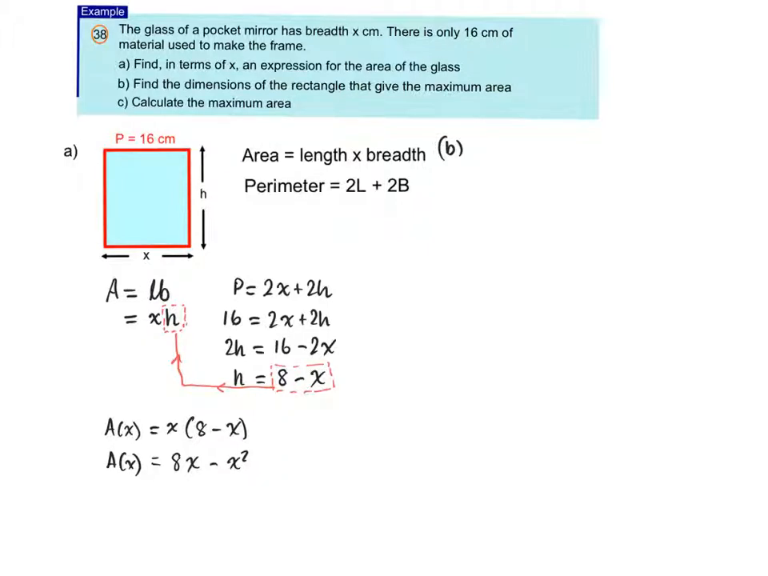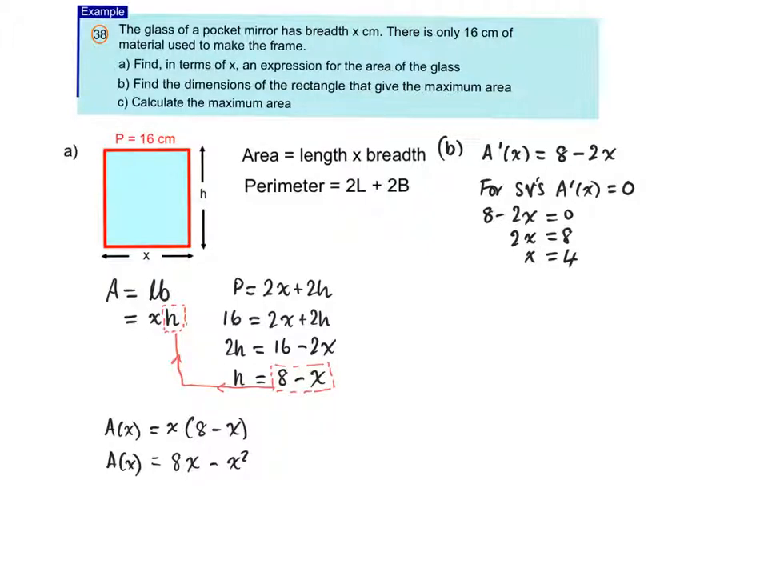The next part of the question says find the dimensions of a rectangle that give the maximum area. So in order to find information about maximum, we need to differentiate it. So when we differentiate 8x minus x squared, we get 8 minus 2x. We know that for any stationary values, which a maximum of course is going to be, the derivative needs to be equal to 0, which gives us 8 minus 2x equals 0, and we can solve that to get x equals 4.